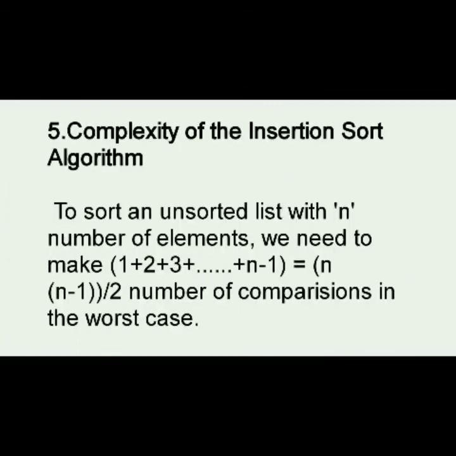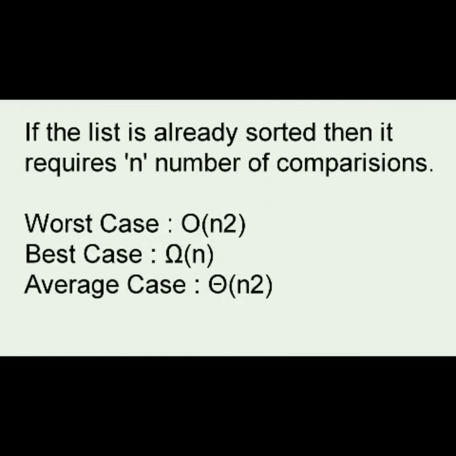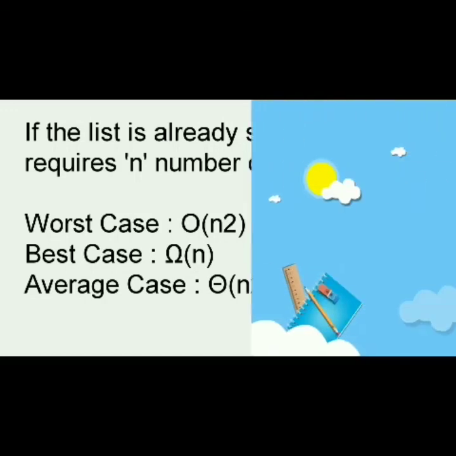This is the sorting. Complexity of the insertion sort algorithm: to sort an unsorted list with n number of elements, we need to make 1 + 2 + ... + (n - 1) number of comparisons in the worst case. If the list is already sorted, it requires n number of comparisons in the best case, and average cases as well, and to understand this.